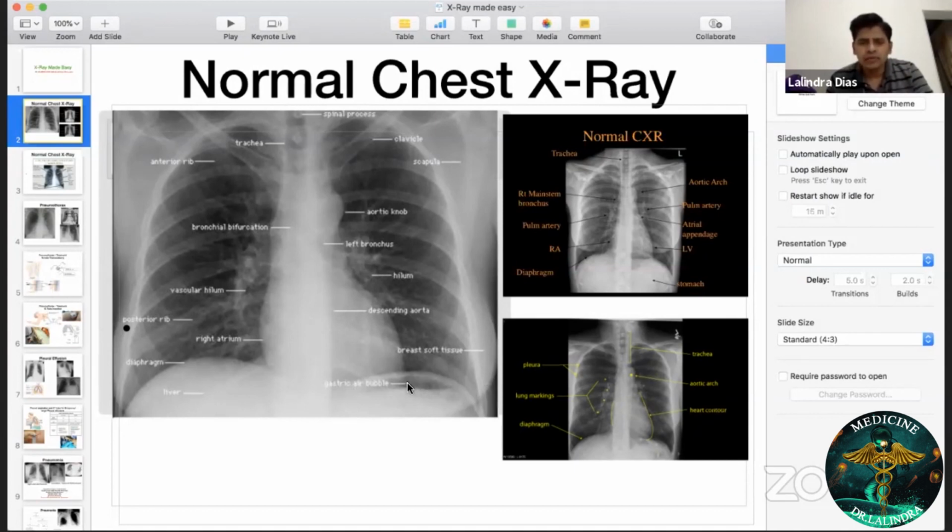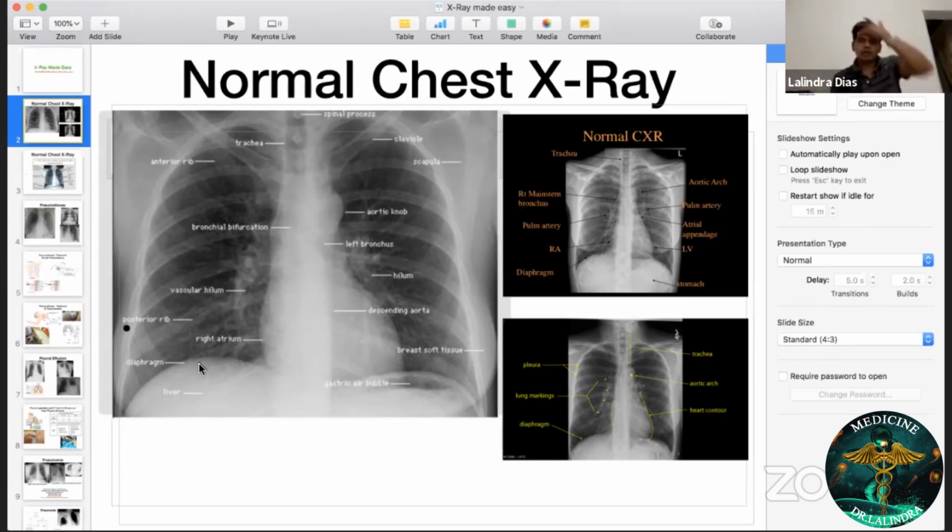Then finally you have to look at the diaphragm. Usually the right diaphragm is above the left diaphragm; it is a little higher due to the liver. And usually there's no gas under the diaphragm. If there's gas under the diaphragm, that suggests a perforated viscus, like a ruptured appendix, ruptured bowel loop, something like that. All right.